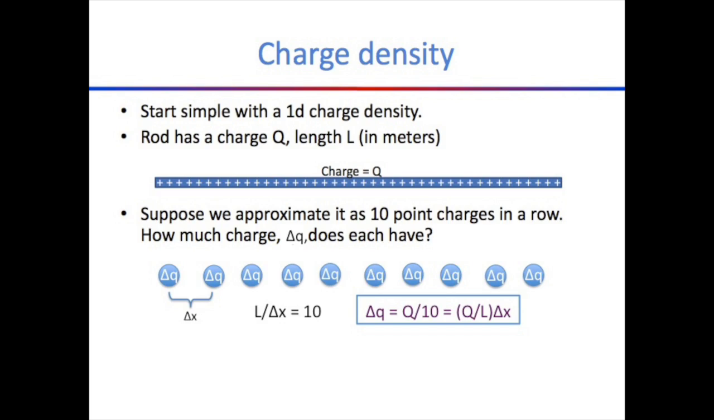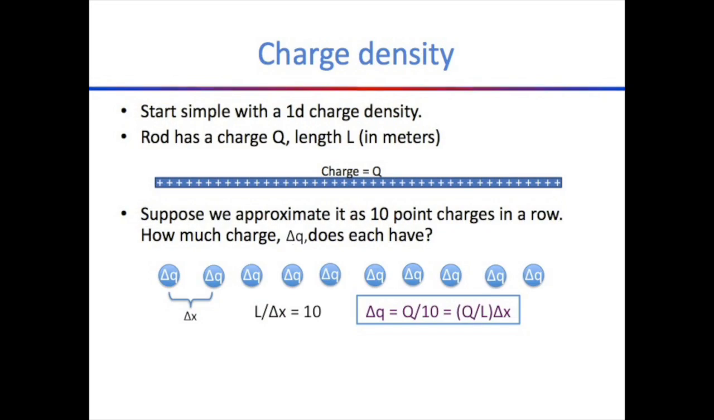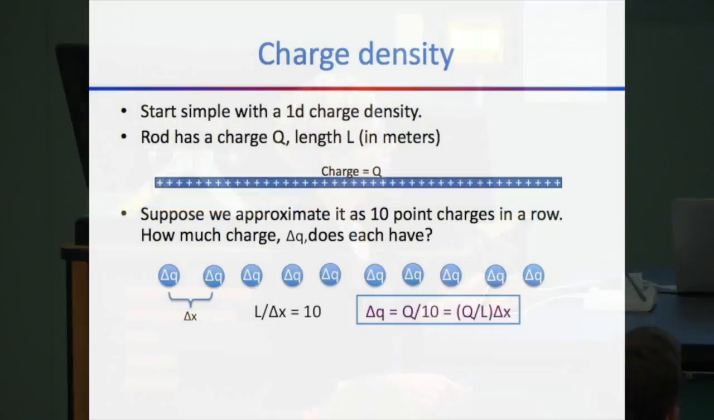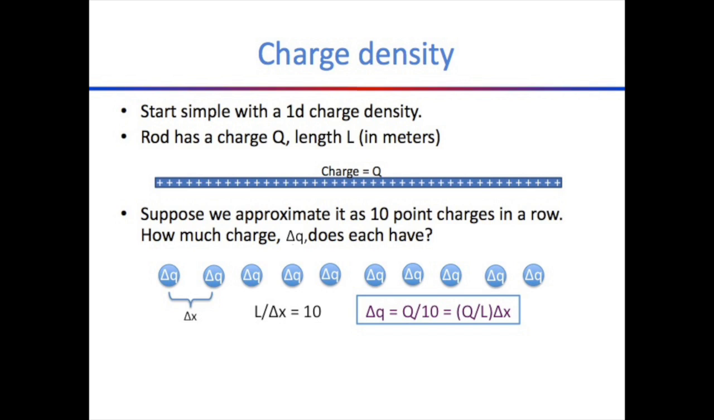Okay? Now, the total length was L, and if I break it up into 10 equal chunks, then each chunk is of width delta x, where delta x is L over 10. Or I can look at it another way, L divided by delta x is 10. So I can re-express this charge, delta q, which was q over 10, in terms of q over L times delta x. Okay, do you have any questions about how that works? I'm setting it up this way because I want to be general. I want to be able to carry out the math in other situations as well.